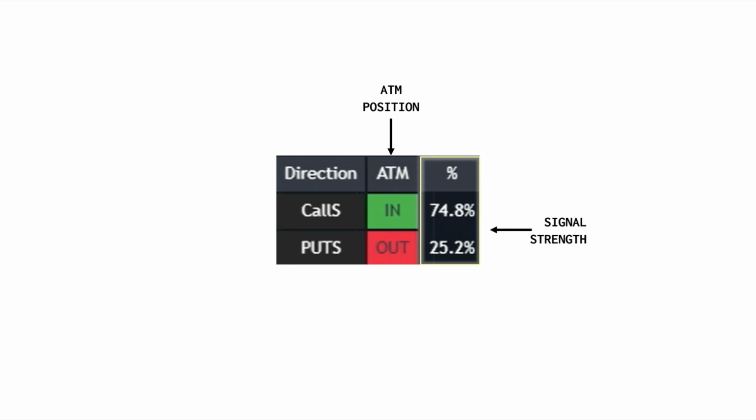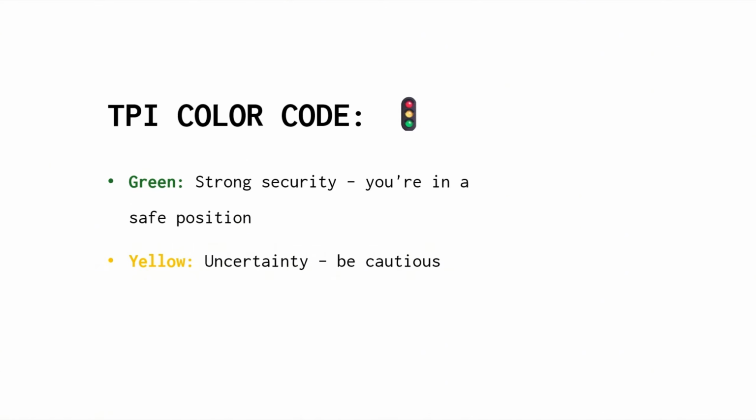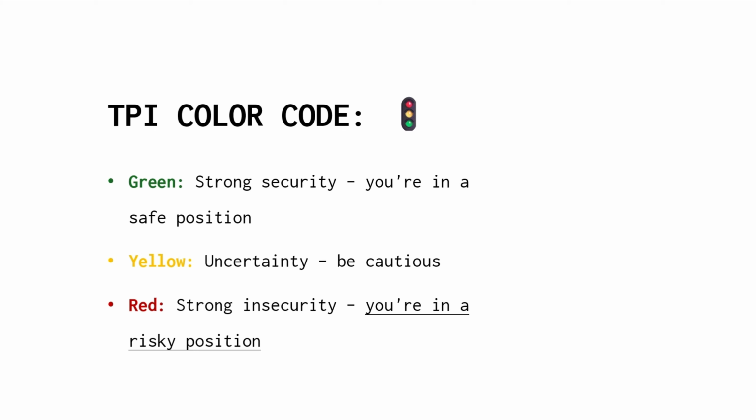The percentage works with the colors. So the higher percentage means that there's more security. The signal is more confident. And then the lower percentage means that there's more insecurity. The signal is uncertain. The TPI has a color code. Green means strong security. You're in a safe position. If it's yellow, there's uncertainty. It says to be cautious. And if it's red, there's a strong insecurity, meaning that you are in a risky position. If you are trading calls and the calls section is red, you are in a risky position.